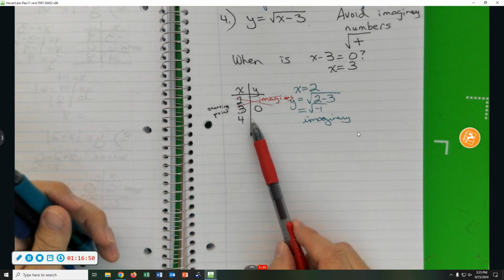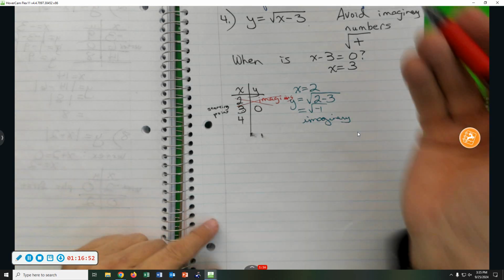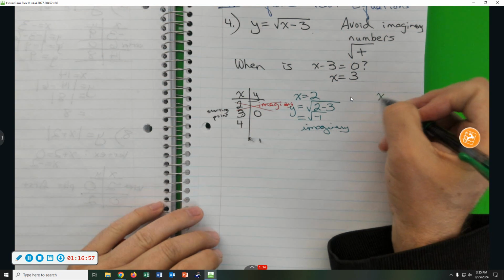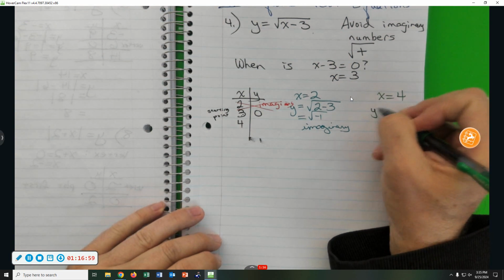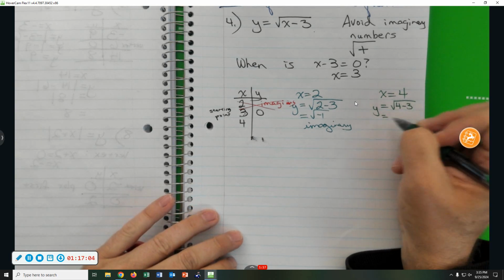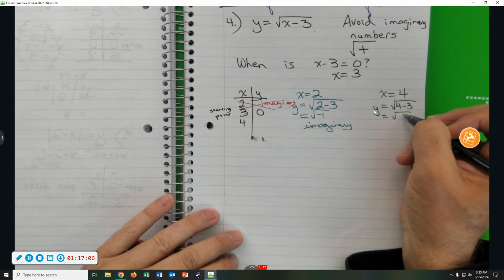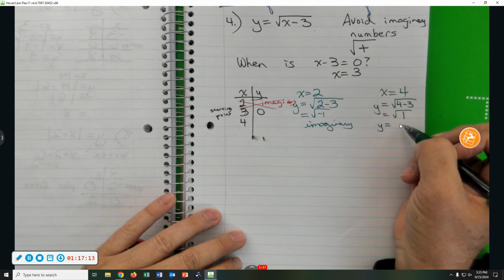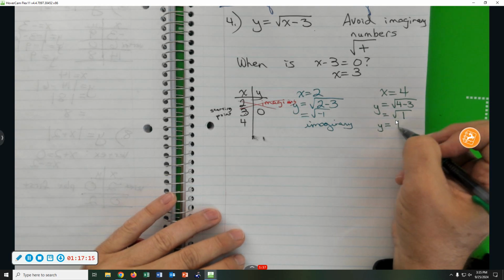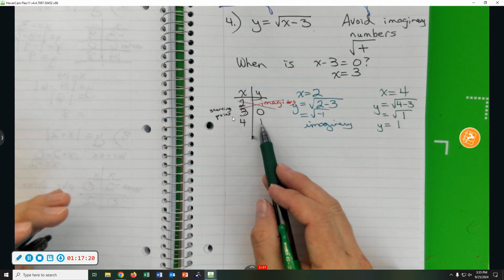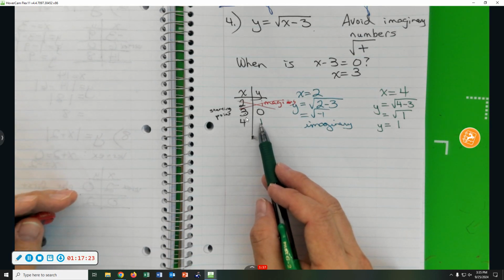Plug in 4. So as you plug in 4 for x, what are we going to get? y is equal to the square root of 4 minus 3. Well, 4 minus 3 is 1. What's the square root of 1? 1. Notice these to the right of 3, we're getting real numbers, numbers we can label on the y-axis.